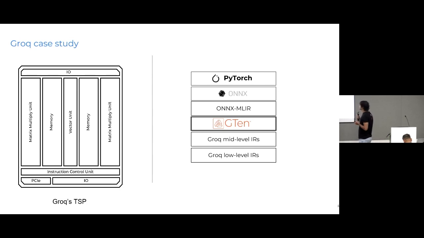So our normal workflow is that we'll have a PyTorch model, and then we'll translate that to ONNX, and then we will use ONNX MLIR as the top part of our compiler stack, and then translate that to our high-level dialect G10. And then from there, we lower to our mid-level and low-level IRs before finally outputting an IOP that we can run on the Grok chip.